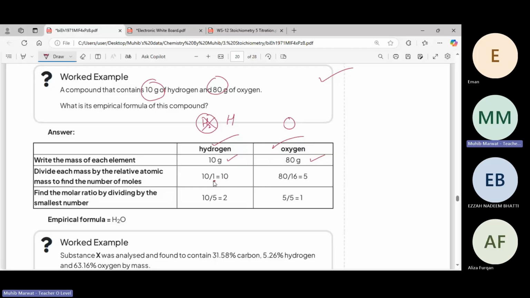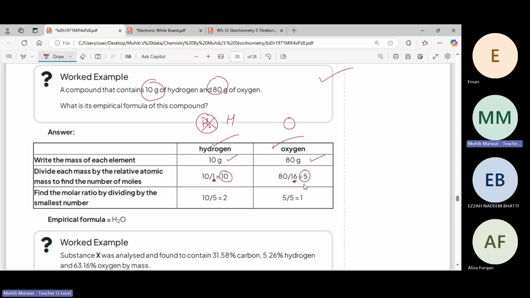So the atomic mass of hydrogen is 1. You will have to divide it by 1. The atomic mass of oxygen is 16. You will have to divide it by 16. The answer will be 5, right? Now, one number is 5, the other number is 5. Which one is the smallest?